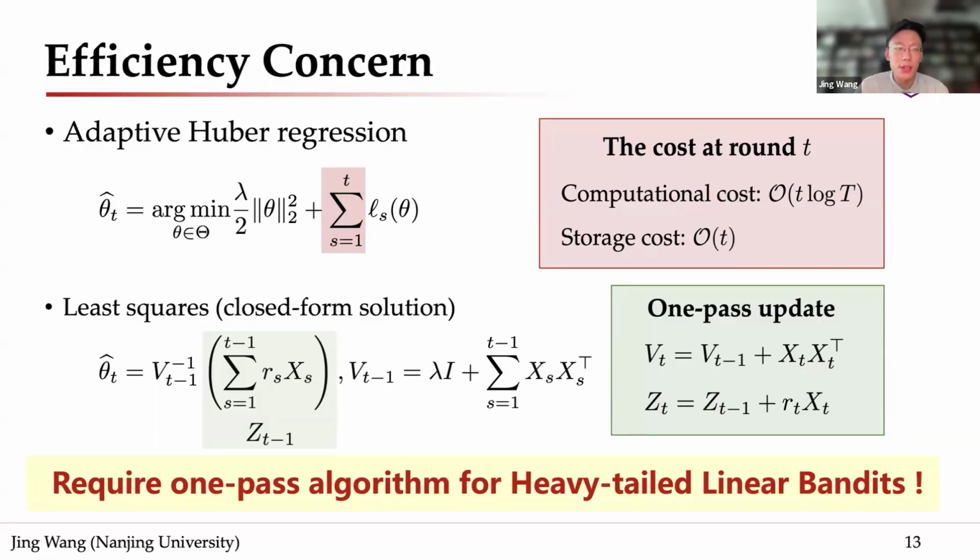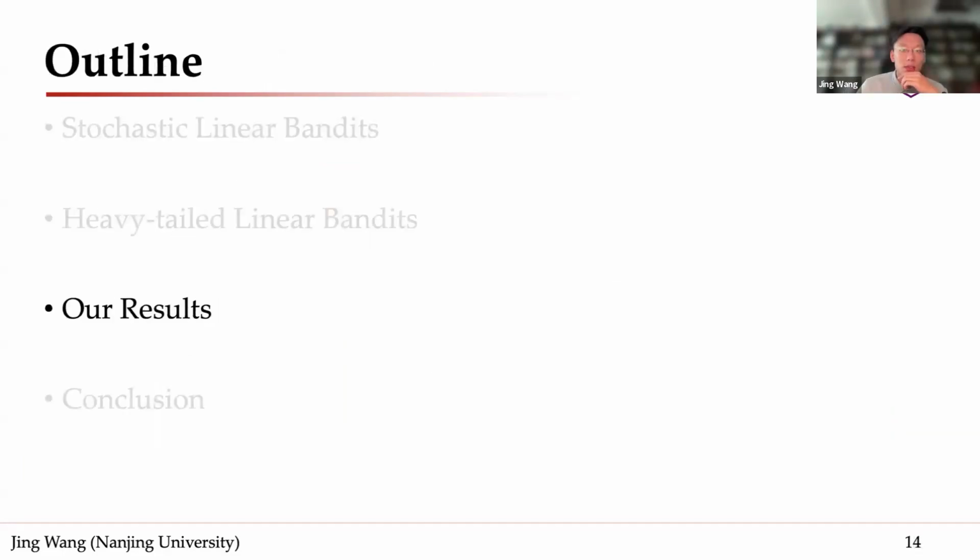But some works have already designed one-pass algorithms based on MOM and truncation. But as we just mentioned, MOM and truncation require some extra assumptions, which is not very elegant. So we want to see if we can design a one-pass algorithm based on Huber regression. So next is our result.